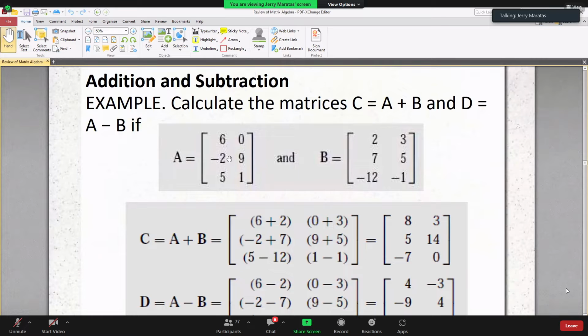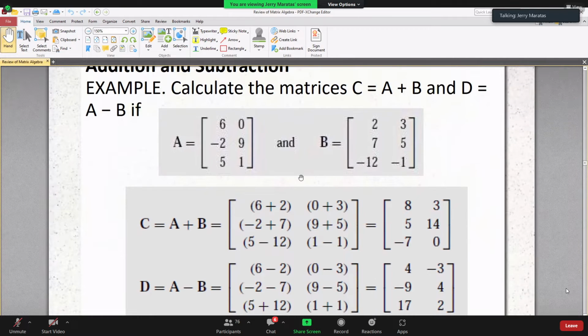Remember, we can only perform addition or subtraction between two matrices if they are of the same order or the same size. Matrix A has a size of 3 by 2, right? 3 rows and 2 columns. Matrix B has also the same size, 3 rows and 2 columns. In other words, we can perform addition or subtraction on these two matrices.